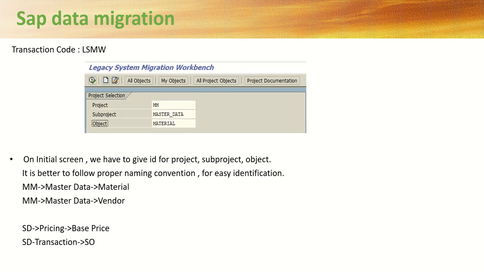The transaction code for LSMW is the same as LSMW. On the initial screen, we have to give the project ID, sub-project, and the object name. We have to give some meaningful name which is easy to understand. For example, for Material Master, we can give the project as MM, then master data, and then the object we can create as material. Same for the SD module, our project can be SD, then pricing and the object can be the price.